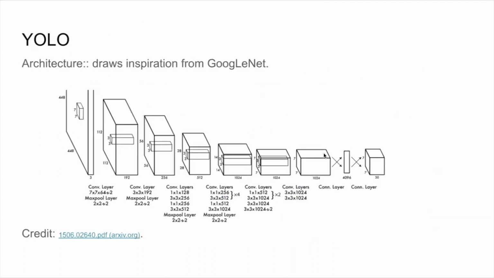So this is the YOLO architecture, and the architecture draws inspiration from GoogleNet. It's pretty straightforward, like in the seeds, the CNN network, some layers and all.